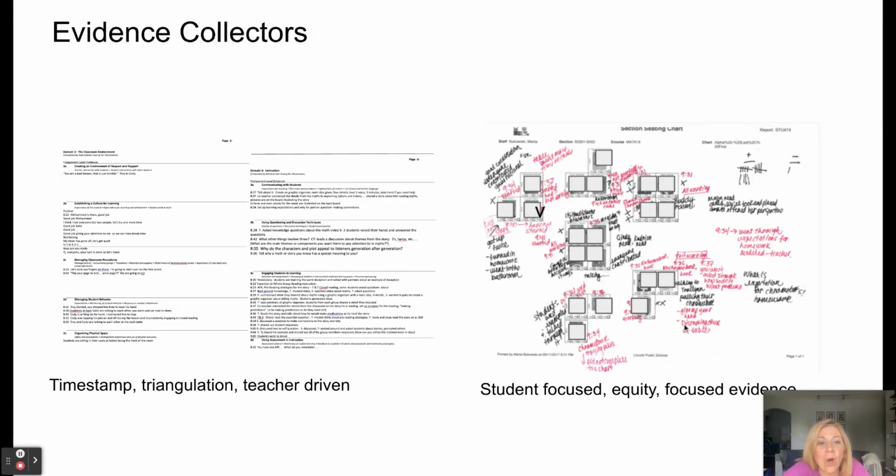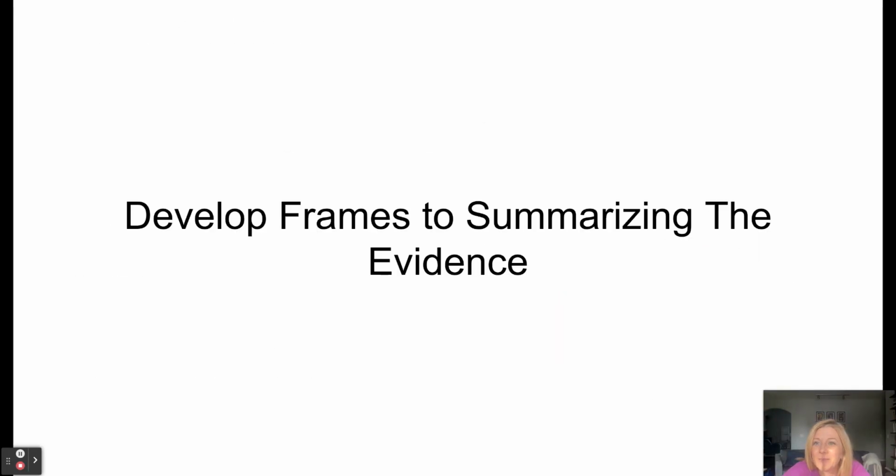And this is where I would always do the focused evidence. So whatever the teacher identified, I would provide that on the seating chart. So again, I did both, but I had years of this and mastered this collection process before I added the student focused. Okay, and then you need to develop frames to summarize the evidence. So the worst thing to do is get stuck and then not get the evidence to the teacher for 3 days.